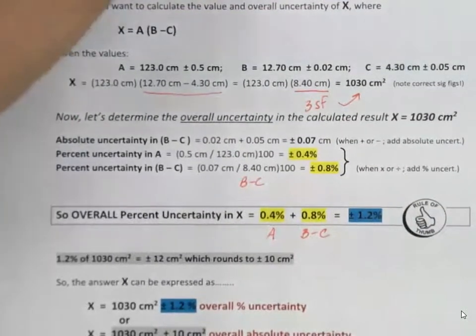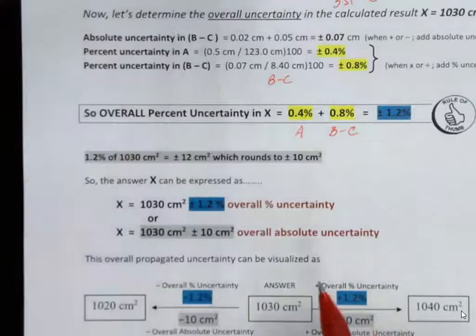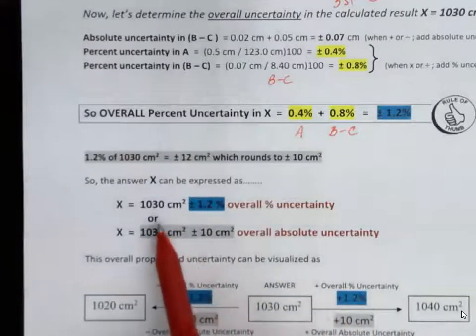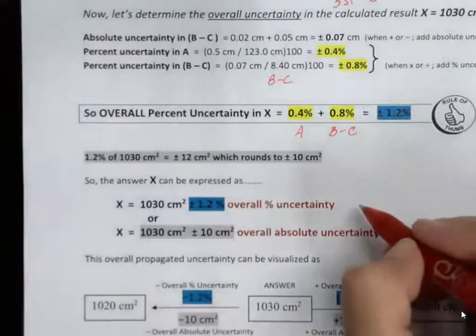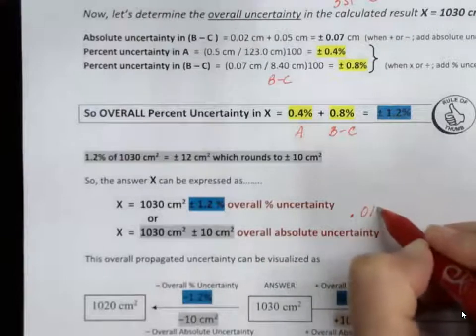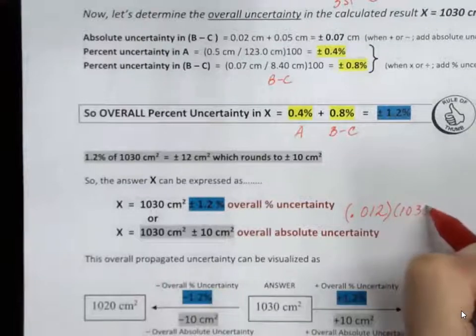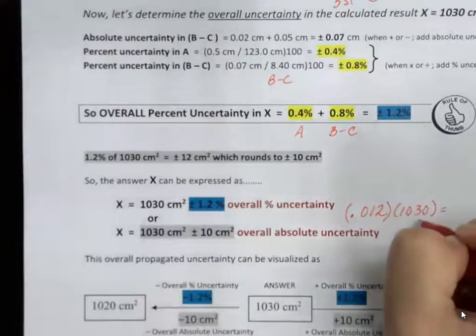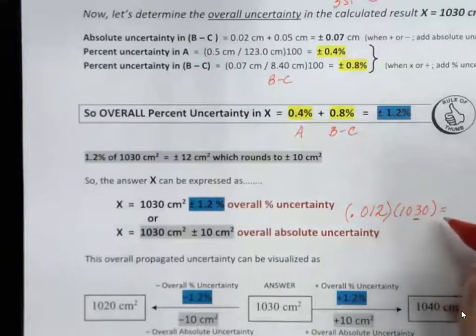Then to calculate your overall absolute uncertainty, you determine what is 1.2% of 1,030. Okay, so the way you can do that is take your percentage and turn it into a decimal. So that represents 1.2% times 1,030. And remember that the 1,030, the tens place, is our most precise decimal place. And so when we get our answer here, we want to round it to the tens place.